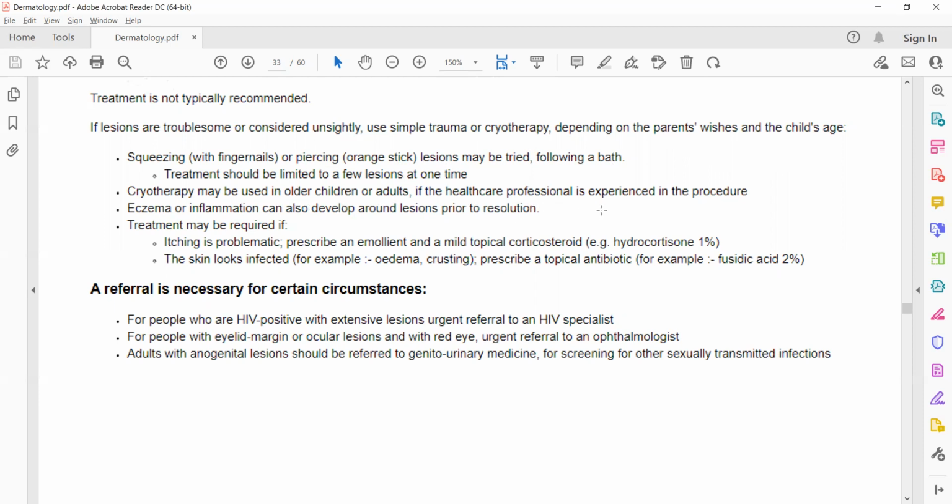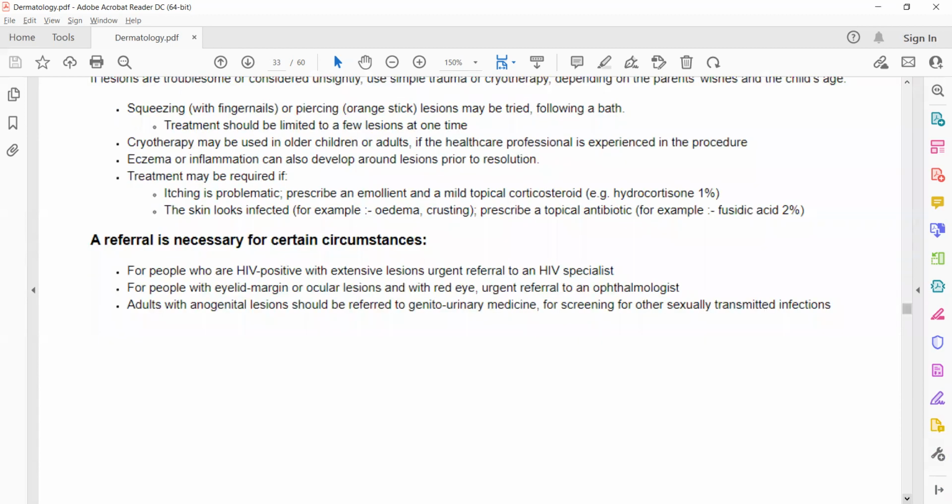Because cryotherapy requires professional expertise and experience, simple trauma can be tried first. Only if the lesions are troublesome or considered unsightly is treatment required. Otherwise, no treatment is needed.